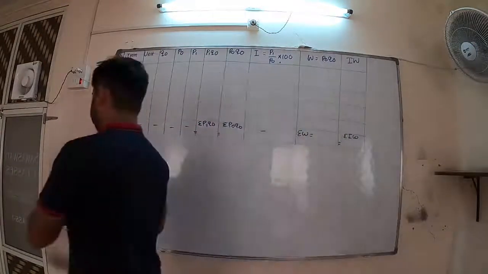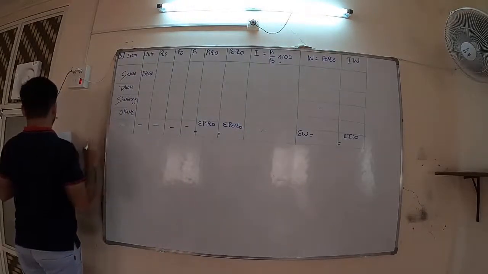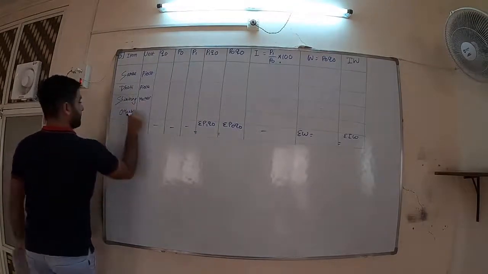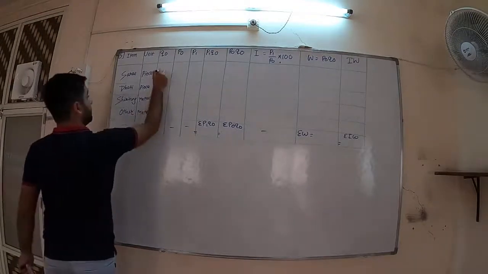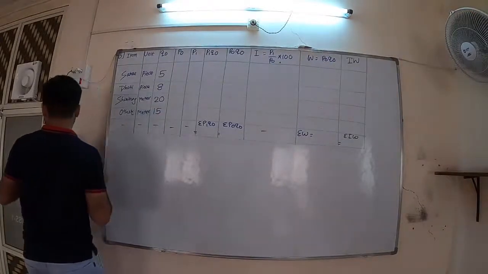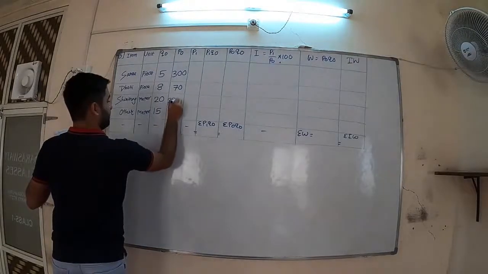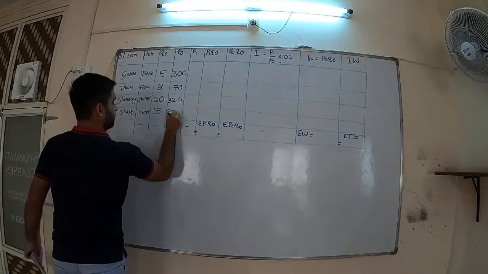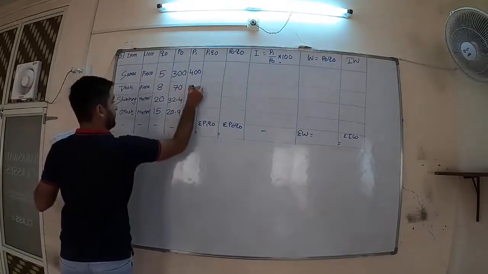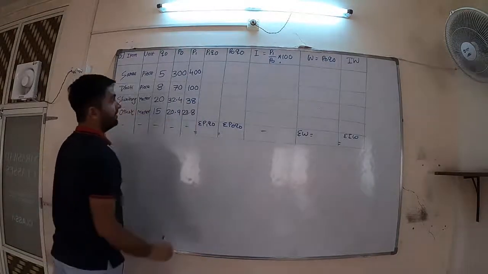I am writing the data. Piece, meter, 5, 8, 20, 50, 300, 70, 32.4, 20.9, 400, 100, 38, and 23.8.